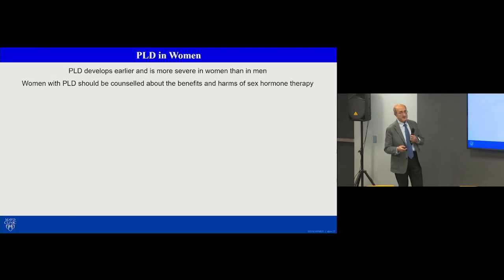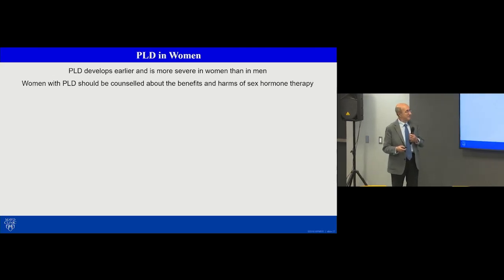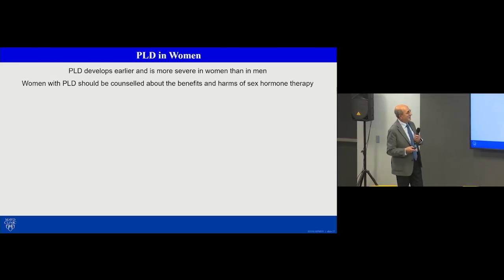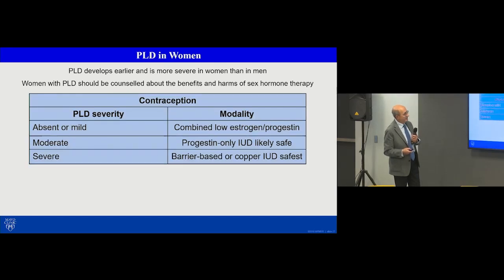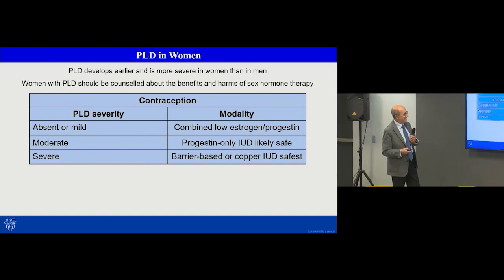So polycystic liver disease is more severe in women, so there are special considerations in the management. In women it develops earlier and is more severe, so one should very carefully consider the benefits and risks of hormonal therapy. In terms of contraception, if the polycystic liver disease is absent or mild, these are some suggestions that are going to be in the KDIGO guidelines: combined low-estrogen progestin contraception is fine. If the severity is moderate, then progestin-only IUDs are likely safe. Don't know for sure because there are no data, but probably likely safe.